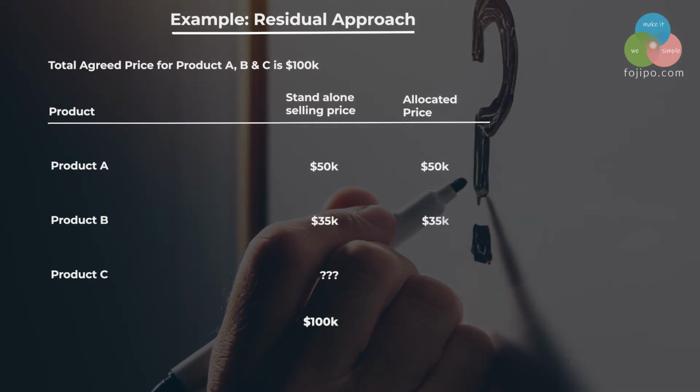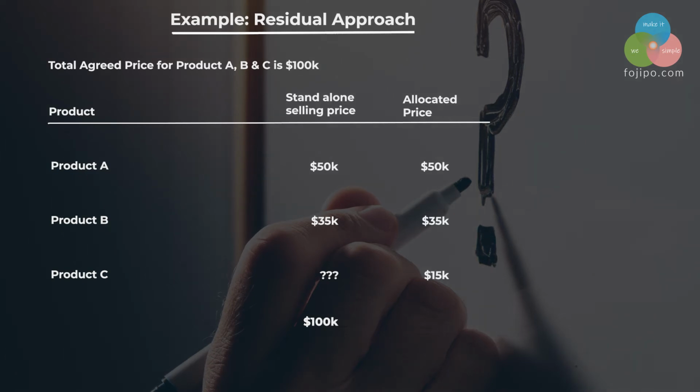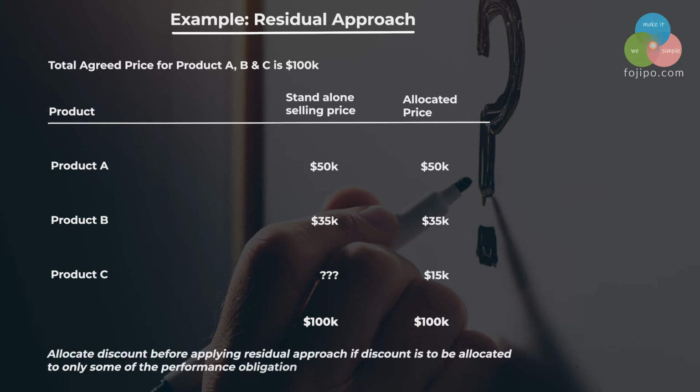Using the residual approach, the transaction price allocated to product C will be 15K, that is 100K total contract value less the standalone selling price of product A, 50K, and less the standalone selling price of product B, which is 35K. Like I said at the very outset, the residual approach has to be the last option to allocate the transaction price. Please also note, if a discount is allocated entirely to only some of the performance obligations in the contract, then the discount is allocated before applying the residual approach to estimate the standalone selling price of any remaining performance obligation.